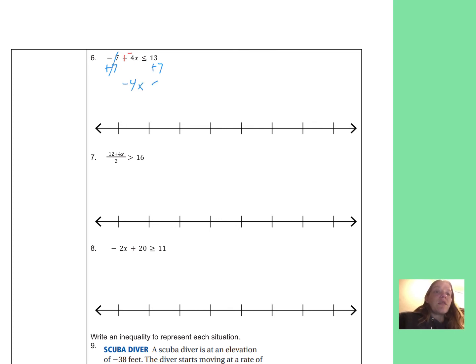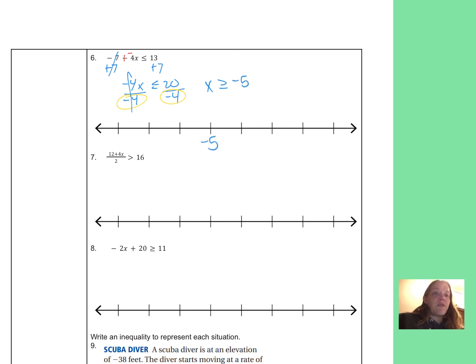-4x is less than or equal to, that gives me 20. Then I can divide both sides by a -4. And then there's my rule again. I divided by a negative, so because I divided by a negative, I've got to flip that sign around. So it's going to become x is, instead of a less than, greater than or equal to. And then 20 divided by -4 is -5.